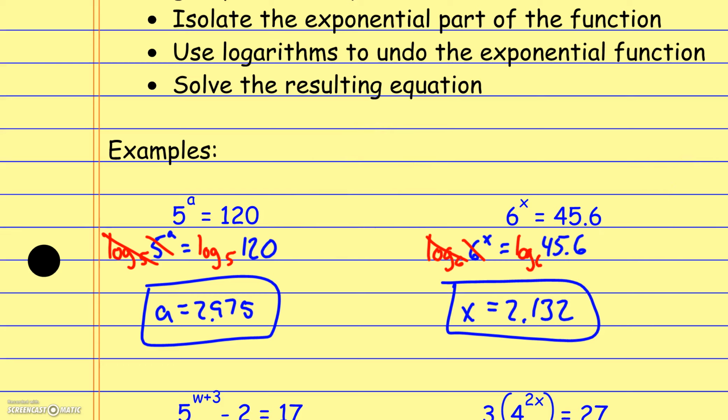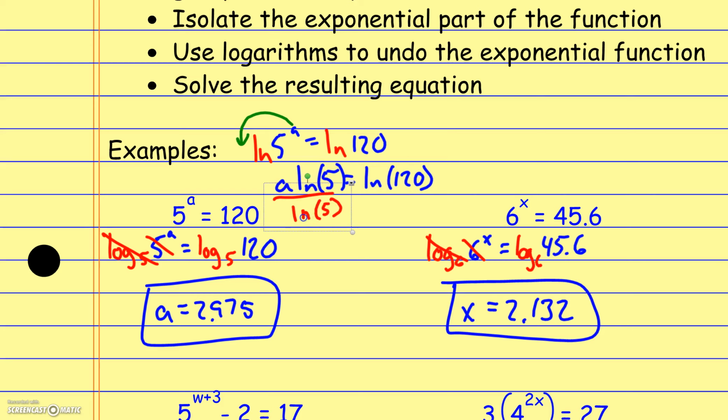So like this first one, if I had 5 raised to the a equals 120, I could just take the natural log of each side, and now I just have to use properties of logarithms. Remember, properties of logarithms allow me to bring this a value out front and make it multiplication when I expand. So it becomes this. And so now I have a times the natural log of 5. To undo multiplication, I divide, so I divide each side by the natural log of 5.